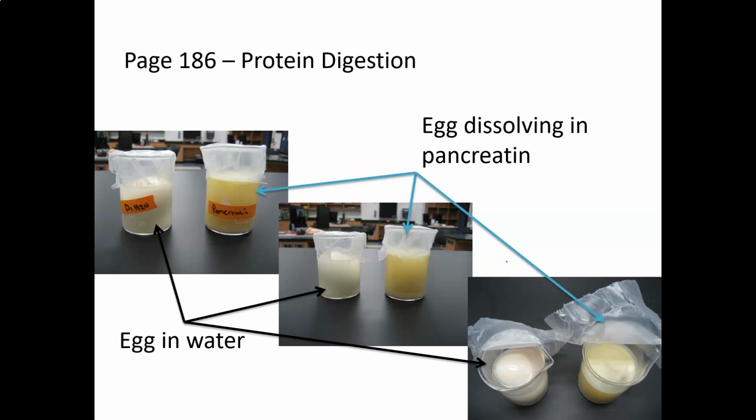Okay. Top of page 186, demonstration of digestion of protein. So what they do for this one is they take a couple of hard-boiled eggs. They put one into a beaker of just water, and then they put one into a beaker of pancreatin. And remember, the pancreatin has enzymes that can digest everything, protein included.